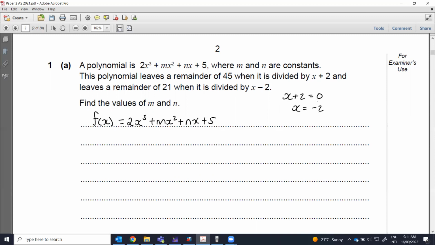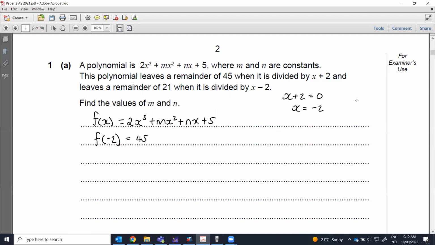Now, because when this function f of x is divided by x plus 2, I get a remainder of 45, that means when I substitute negative 2 into this function, my answer is going to be 45. So I say f of negative 2 is going to be equal to 45. This is basically what the remainder theorem says, okay? So this is my remainder theorem.